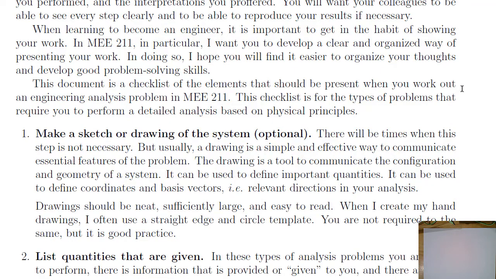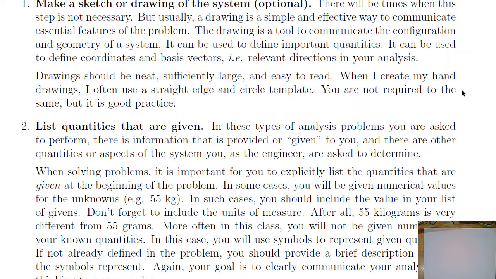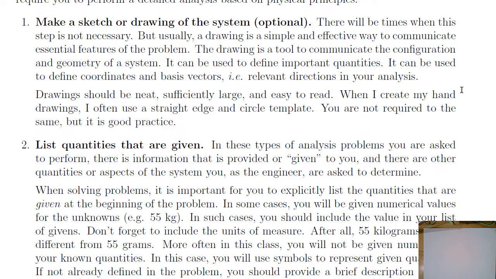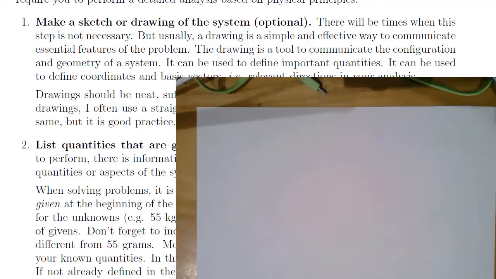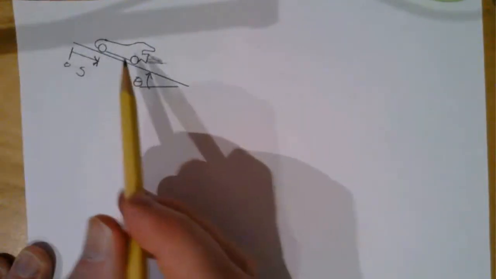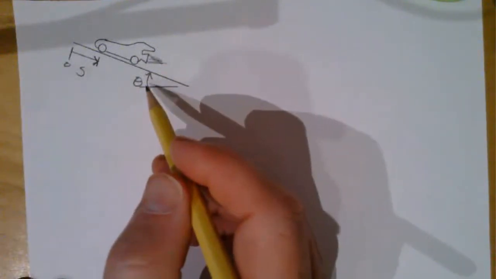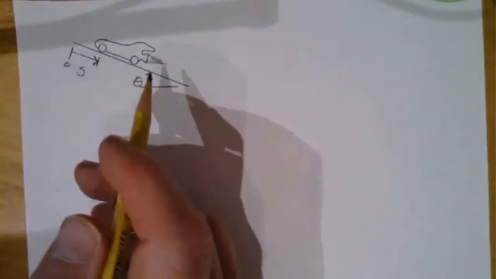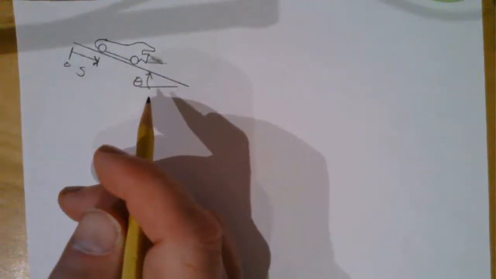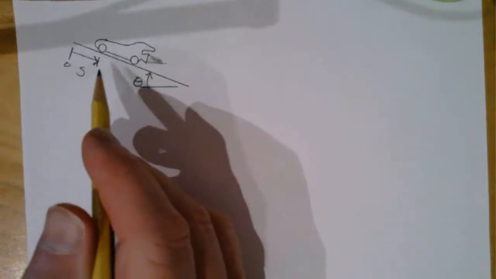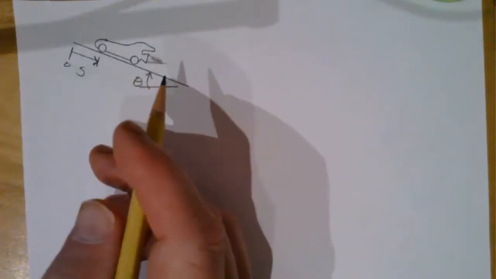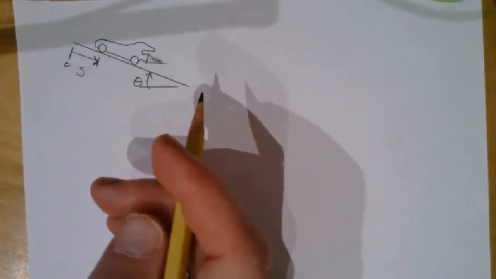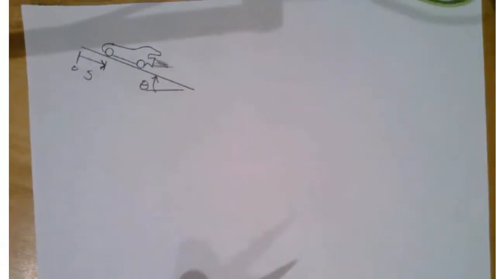So again, this checklist is just a series of steps. The first one you'll notice is to make a sketch or drawing of the system being studied. And here's what I've got right here. I've got a drawing of my rocket car on the sloped road. The road is at an angle theta. I'm using the symbol S to denote how far the car has moved down that road. These things are already drawn for me in this problem, but I'm going to add more to this drawing just so I can keep track of quantities and have it sitting right here in front of me.